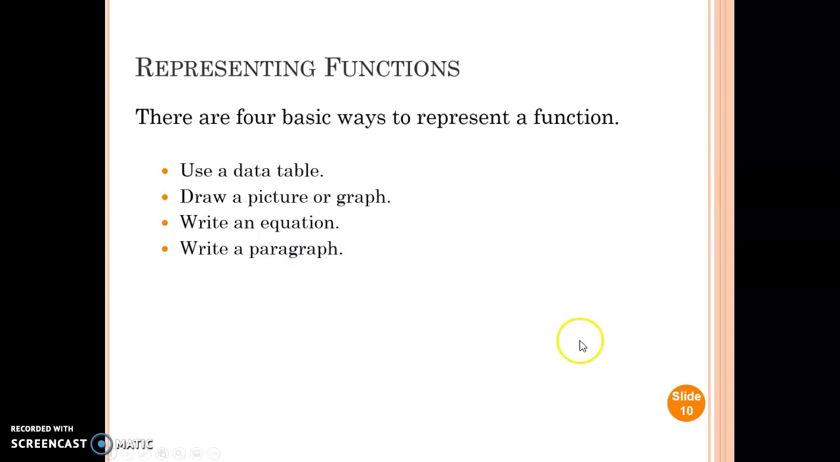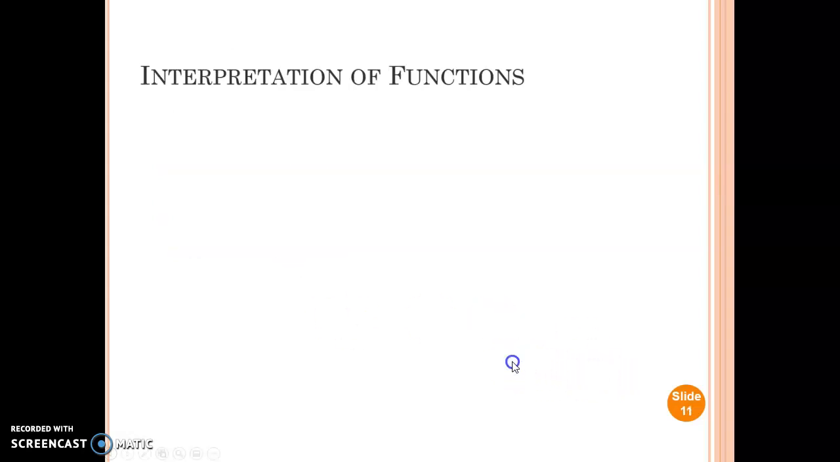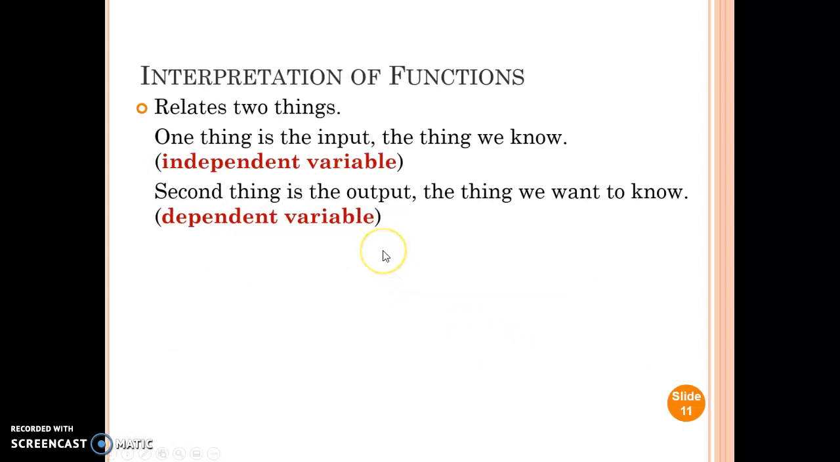Okay, so let's take a look at some more things going on here. So, interpretation of functions. Remember that the definition was talking about starting with one thing and then we're ending up directly connected to one other thing. The thing that we start with, the thing we know, is called the independent variable. And the second thing, the output, that's the thing we want to know. That's what we're trying to calculate. That's what we're trying to predict. That's the dependent variable, because what we get always depends on what we start with. Okay, so that's kind of our basic relationship.